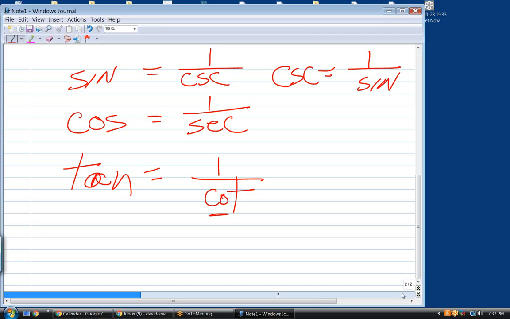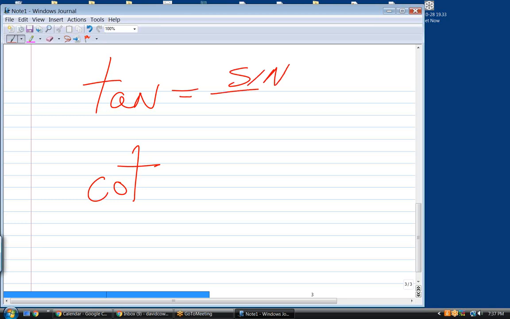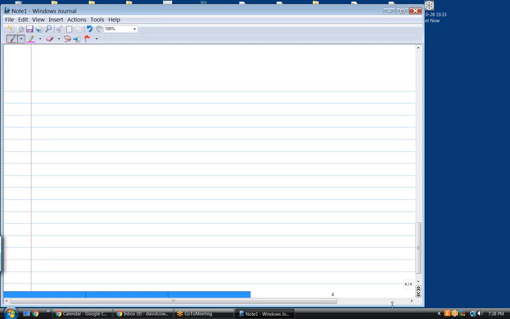Those are critical to know for verifying trig identities. There are two others that are pretty important, and these are the quotient identities. You really only have to remember tangent. Tangent is sine over cosine. That's the only one you have to remember because you know cotangent is the reciprocal, so it has to be cosine over sine. Those are your two quotient identities, and there's only two. That's a total of 8.